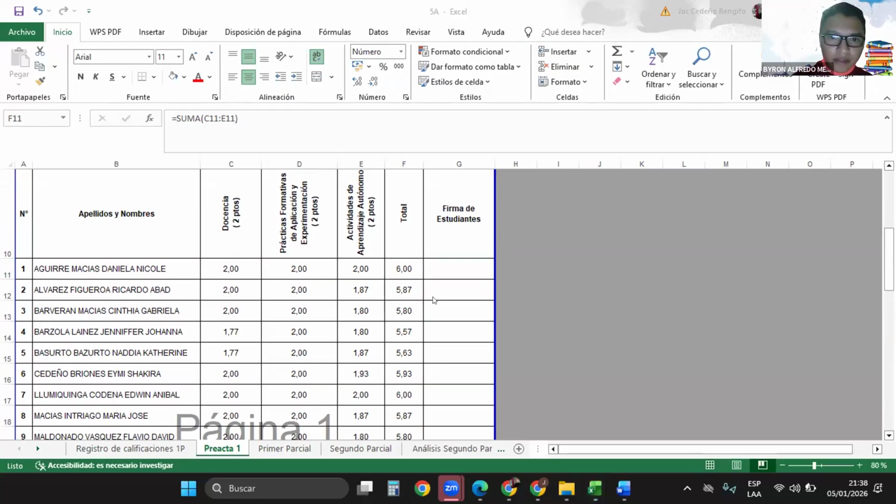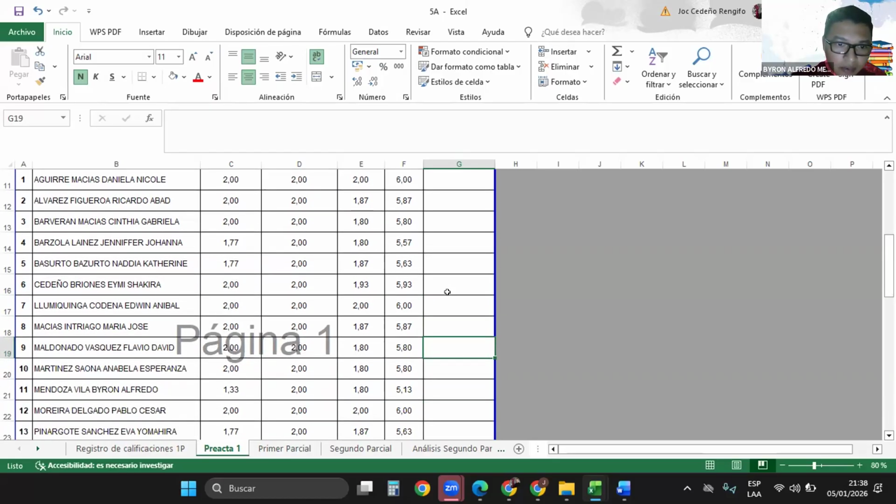Aguirre Macías, 6. Álvarez Figueroa, 587. Barberán Macías, 580. Barzola Laines, 557. Basurto Naya Caterine, 563. Cedeño Briones, 593. Yumikinga Codena, 6. Macías Intriago, 587. Maldonado Flavio, 580. Martínez Anabel, 580.